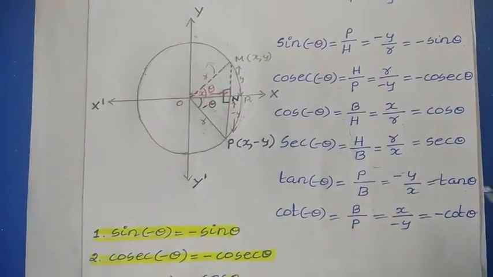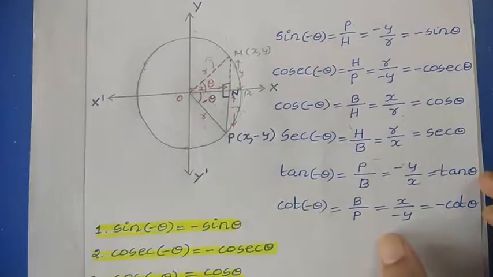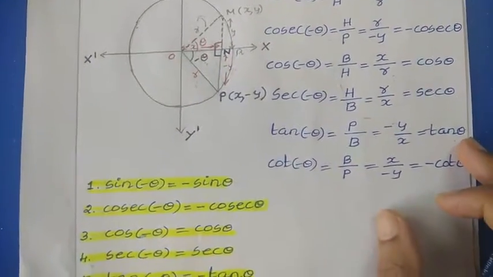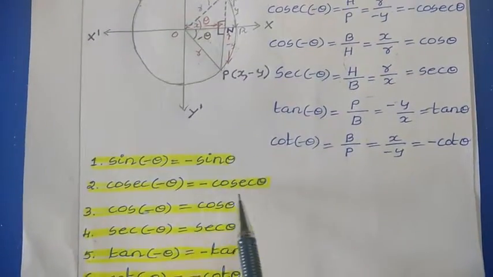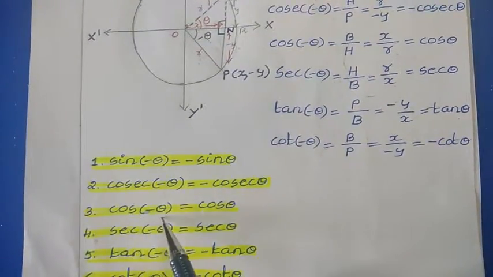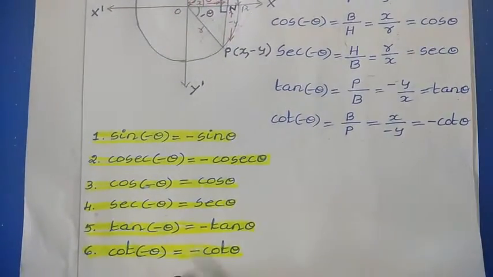See, here we have all the 6 negative angle identities. Sin minus theta is equal to minus sin theta. Cosec minus theta is equal to minus cosec theta. Cos minus theta is equal to cos theta. Sec minus theta is equal to sec theta. Tan minus theta is equal to minus tan theta. And cot minus theta is equal to minus cot theta.